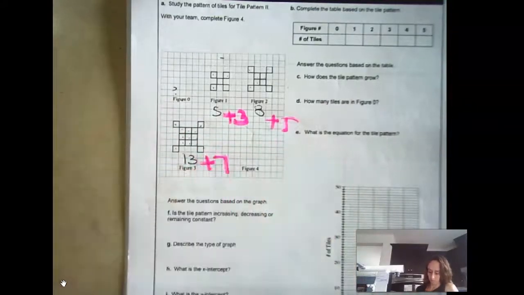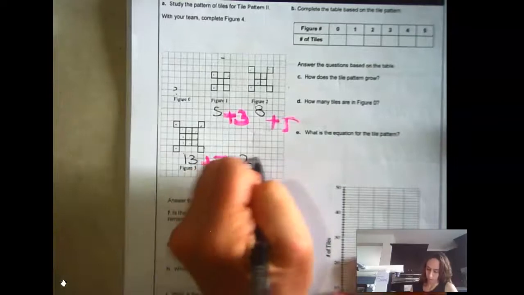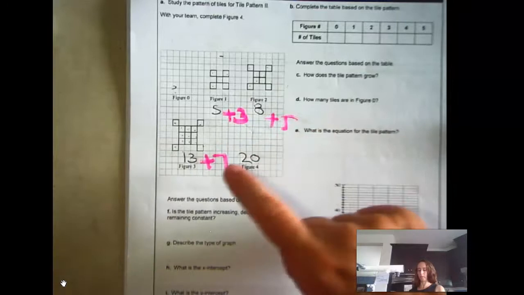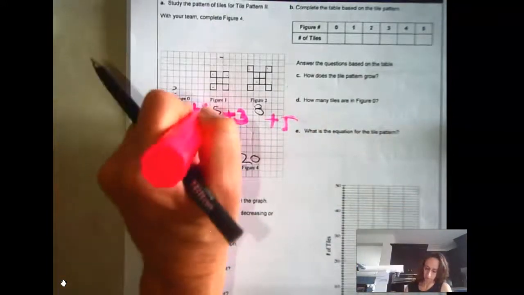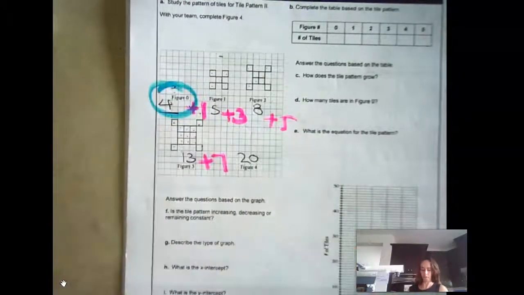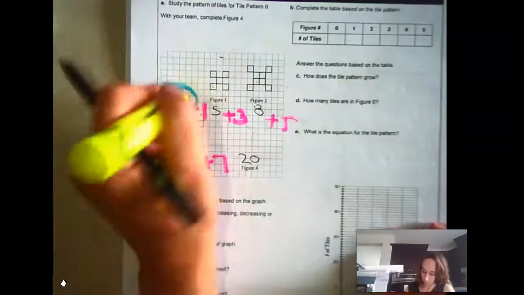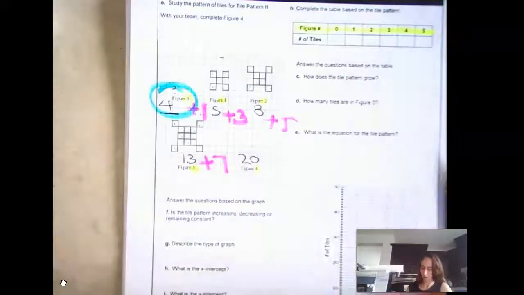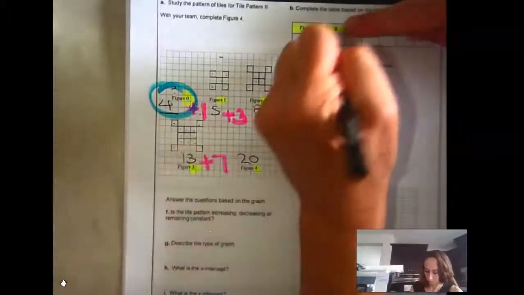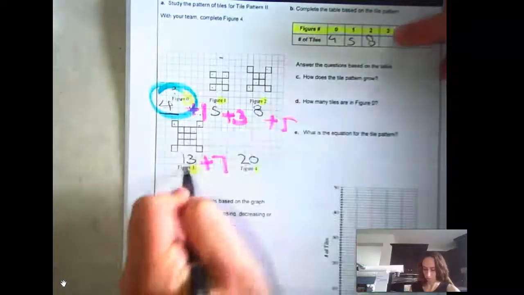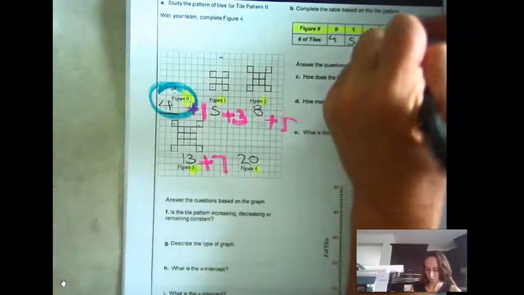Plus 7. So that should be 20. If this is plus 3 and this is plus 5 and this is plus 7, what do you think this is? This is plus 1. So what number plus 1 is 5? 4. Okay, so 0, 1, 2, 3, 4. 4, 5, 8, 13, 20.